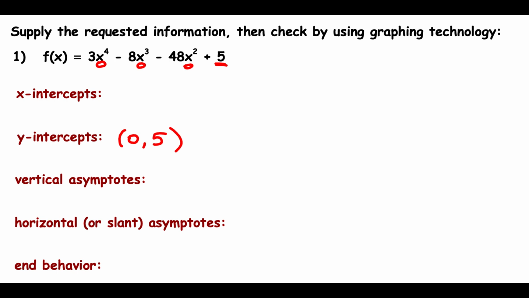The x-intercept, you'd have to set that entire equation equal to 0, so you'd have 0 equals 3x to the 4th minus 8x cubed minus 48x squared plus 5. If you do that, you're going to actually get 4 answers. All 4 answers are intercepts. The only way to really get that is to graph it. And so I'm going to do that right now.